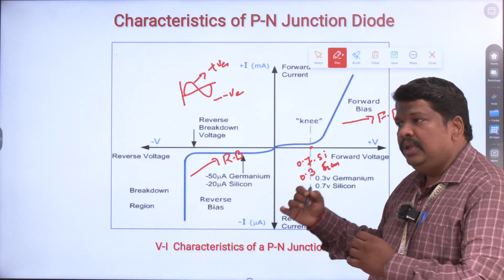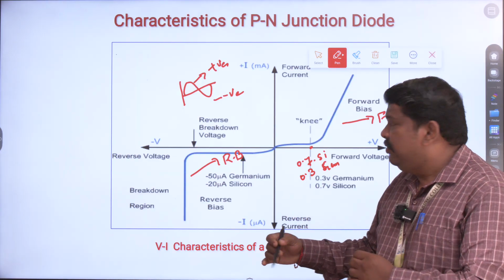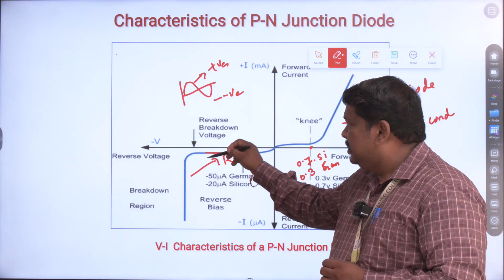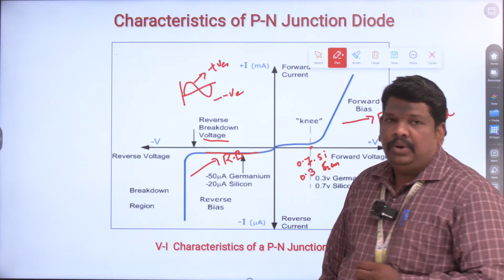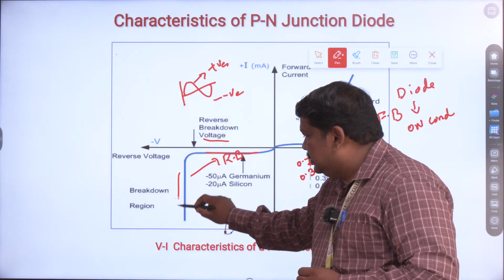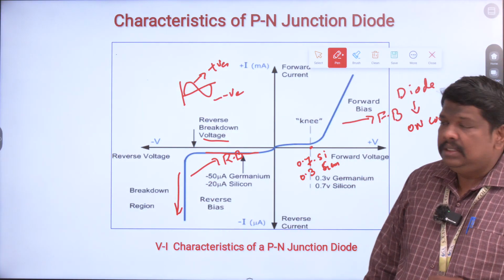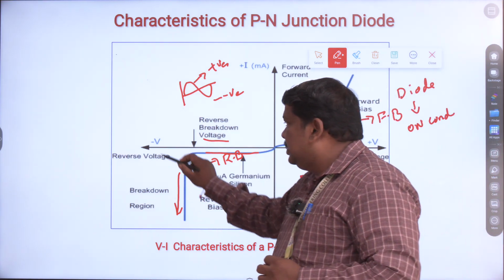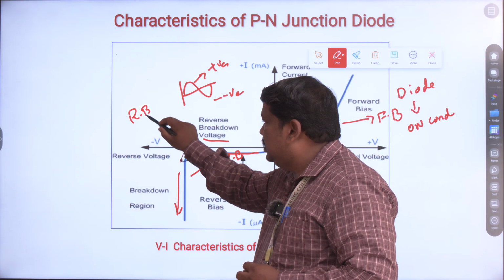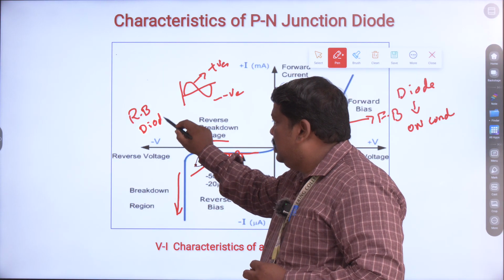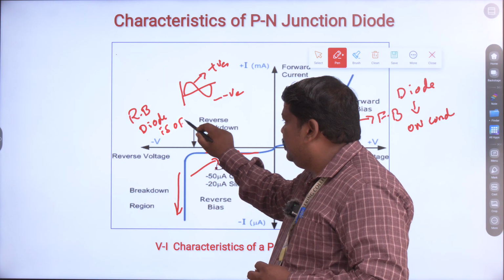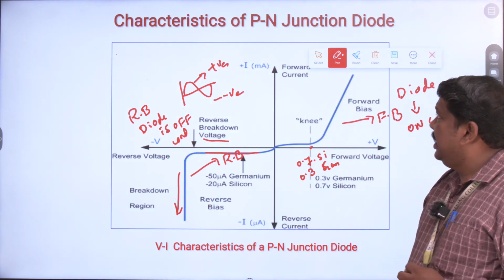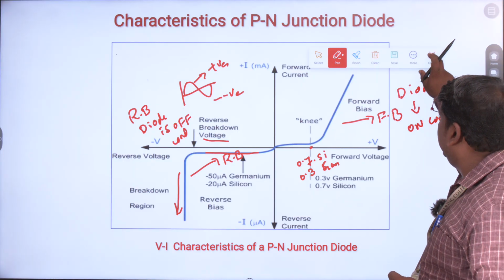That time only a very small amount of current flows in your diode. Once the voltage reaches the reverse direction breakdown voltage, the current starts increasing rapidly. This is the VI characteristics of your PN junction diode. During your reverse bias conditions, the diode is in the off condition. These are the VI characteristics of PN junction diodes.